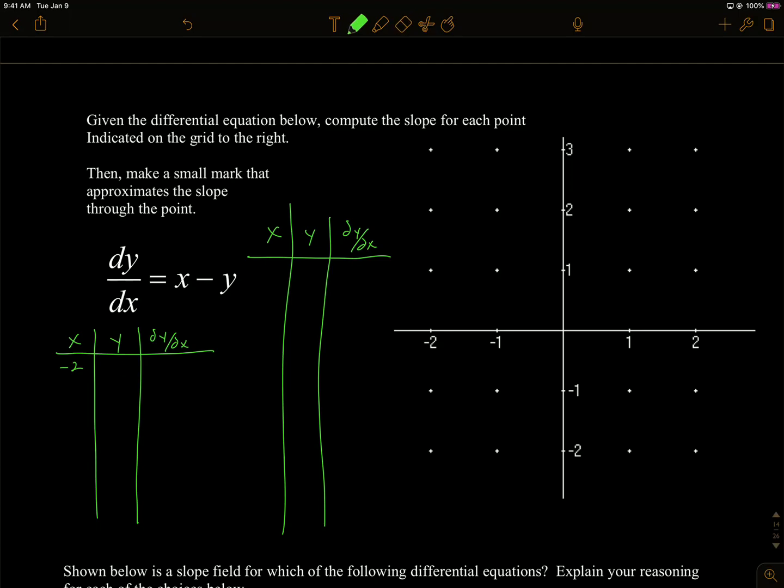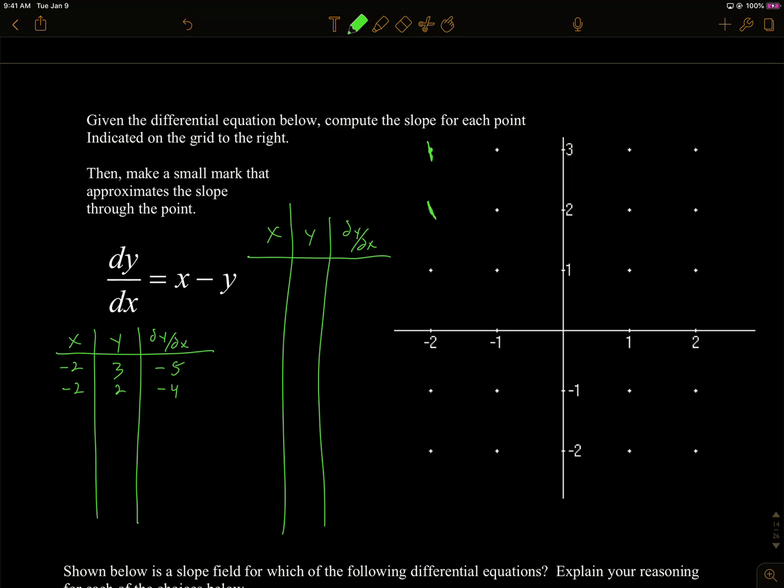-2, 3. If I plug that in, I got a -2 minus a 3. I'm getting a slope of -5 for that guy. So I imagine if I'm at this point and I go down 5, 1, 2, 3, 4, 5, and over 1, if I drew this line all the way down there, that would be pretty darn steep, right? So I'm trying to get that feel for a really steep slope. That would be a slope of -5. Now what happens is if I do -2, 2, I get a slope of -4, so it's not so steep.